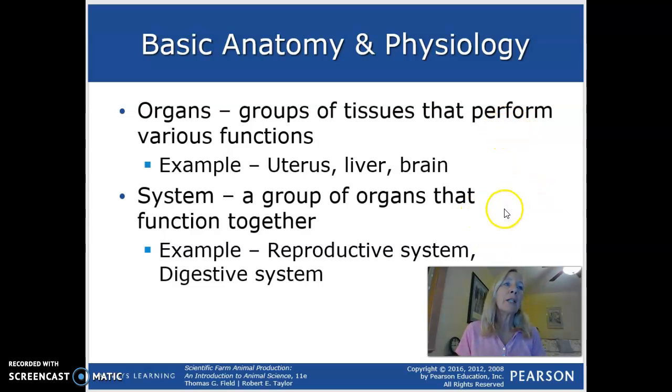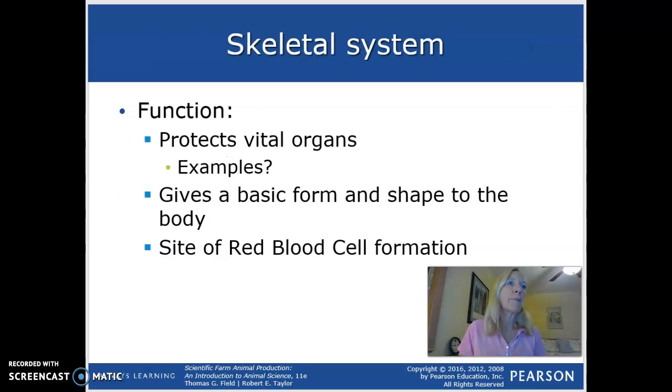A system is a group of organs that function together. So you know this, you learned this back in 8th grade. So there's a reproductive system, the digestive system, the endocrine system, the respiratory system. So the systems are groups of organs that function together. So let's talk about some of the systems. So the first one is the skeletal system.